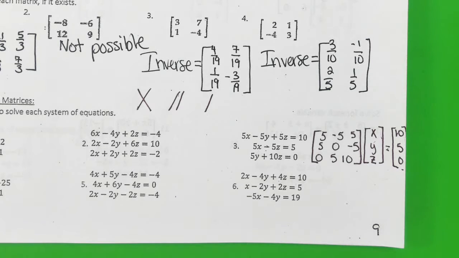Number 3, you're going to get a whole bunch of decimals too, by the way. They're good decimals, like 0.5s and 0.2.